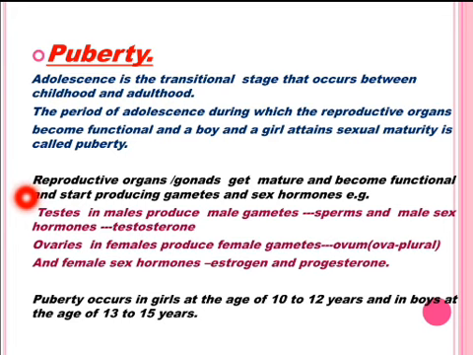They start producing gametes and secrete sex hormones. For example, testes in human males produce male gametes, that are sperms, and secrete male sex hormones, for example, testosterone. Ovaries in females produce female gametes, that is ovum, and secrete female sex hormones, that are estrogen and progesterone. Puberty occurs in girls at the age of 10 to 12 years and in boys at the age of 13 to 15 years.